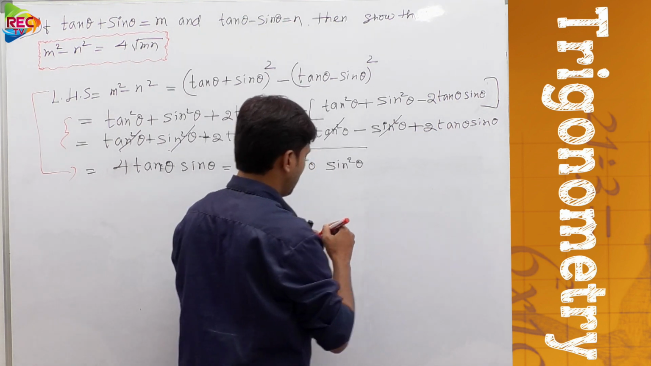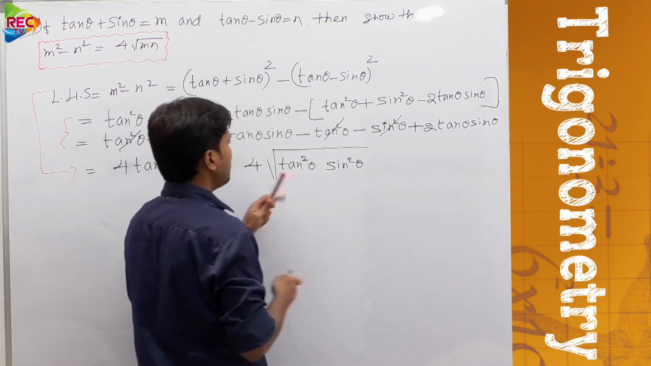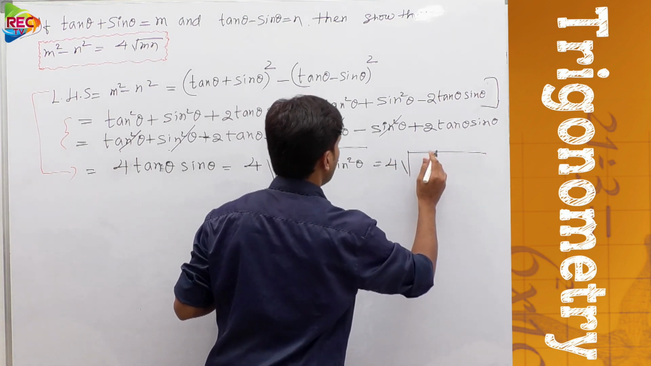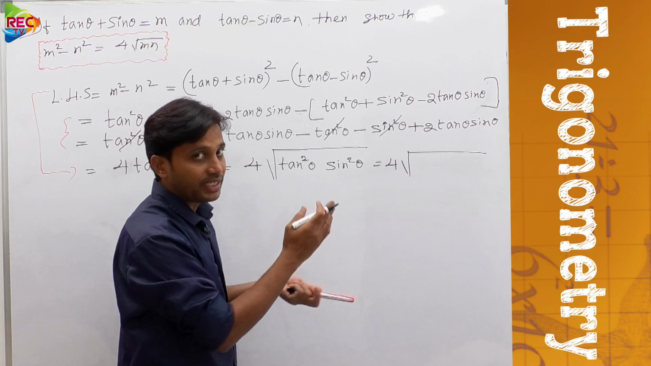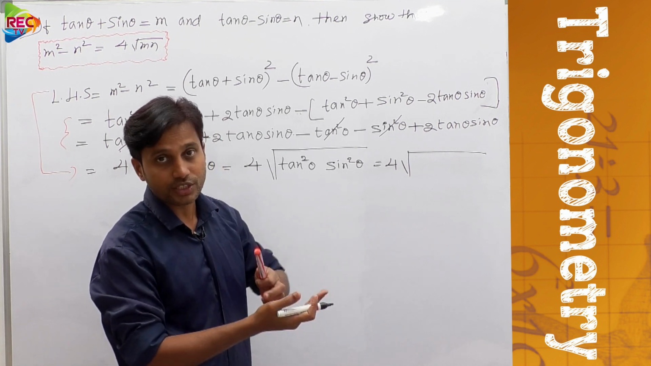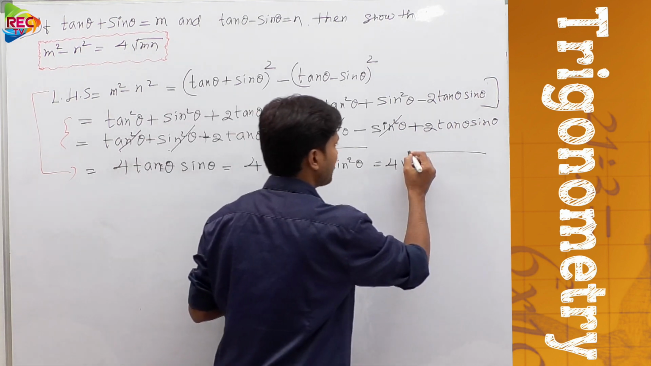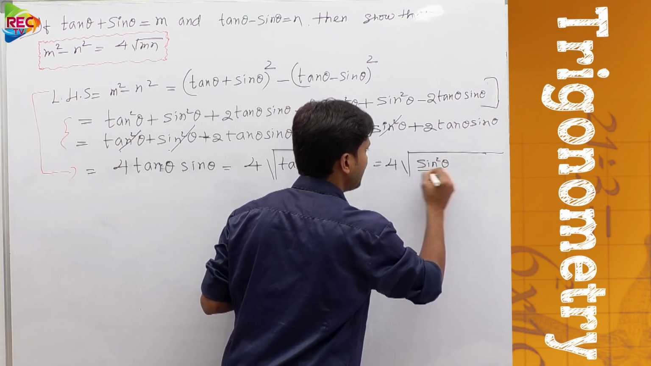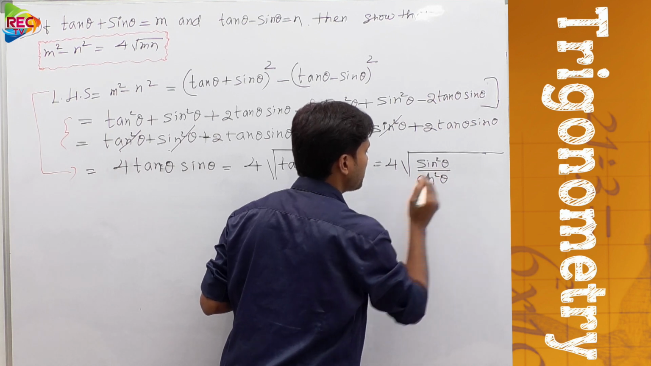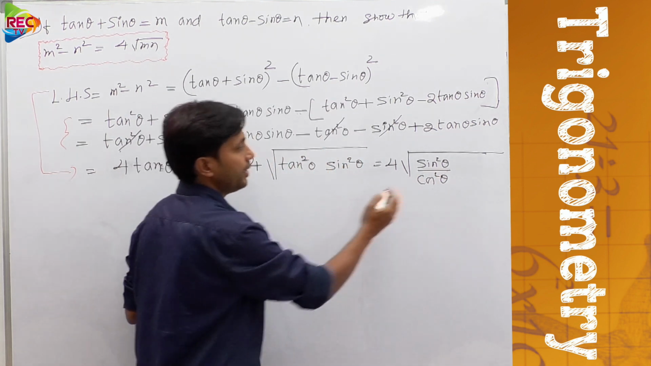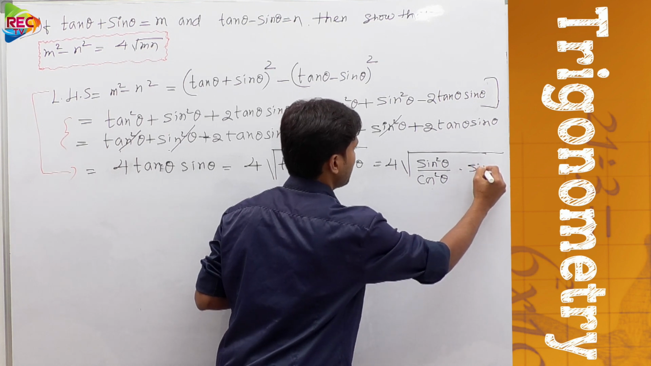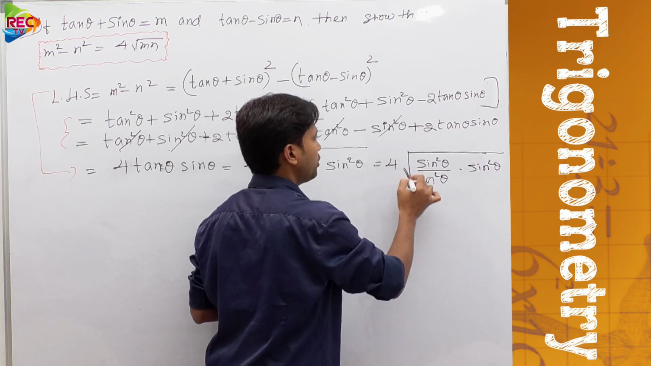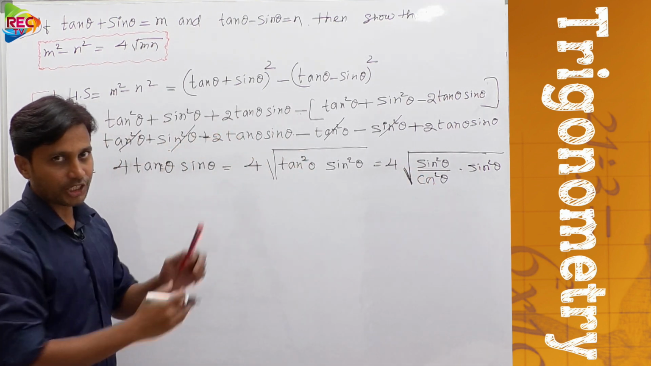Now let us convert this 4 into square root. Tan square theta should be converted in terms of sin and cos thetas. So what is meant by tan square theta? Tan square theta can be further written as sin square theta by cos square theta, because tan theta is sin theta by cos theta, into sin square theta. In order to obtain the required value, we are doing these adjustments.